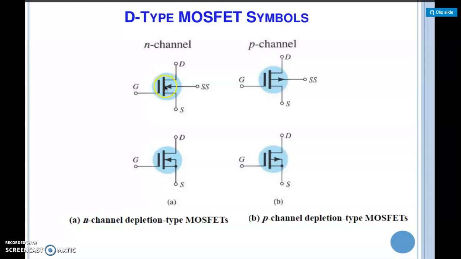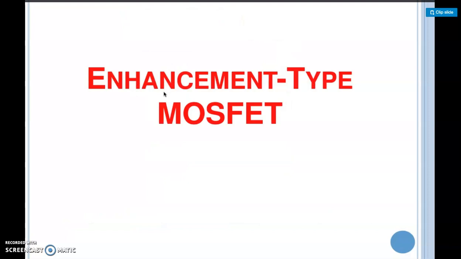In the depletion type MOSFET, this channel is a solid line. If at all you come across one more, the enhancement type MOSFET, the channel line is a broken line in the symbol. And next we are going to see the enhancement type MOSFET.